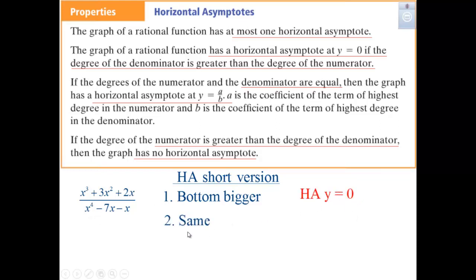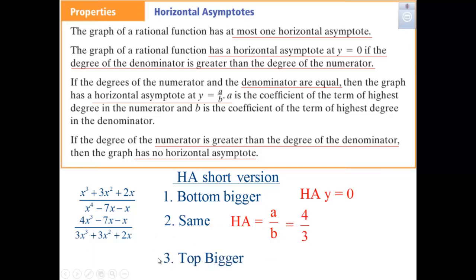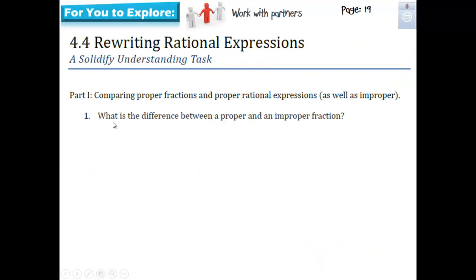Now if they're the same, that's still going to be a horizontal asymptote, kind of like over here. The degrees are the same, but we're going to take the coefficients. Coefficient of the numerator divided by the coefficient of the denominator. So this one would be 4 over 3. And then if the top is bigger, that's when we're going to have a slant asymptote, okay? Especially if it's by 1 degree, because then when we divide, we'll get a linear equation. Okay, so that's a slant asymptote. Remember to divide.